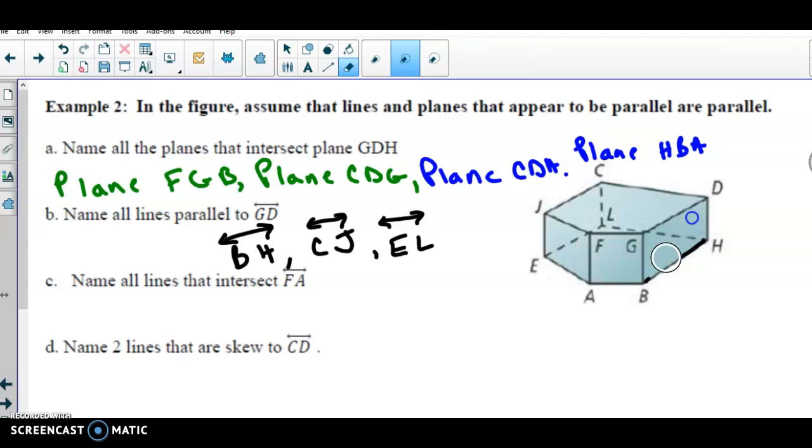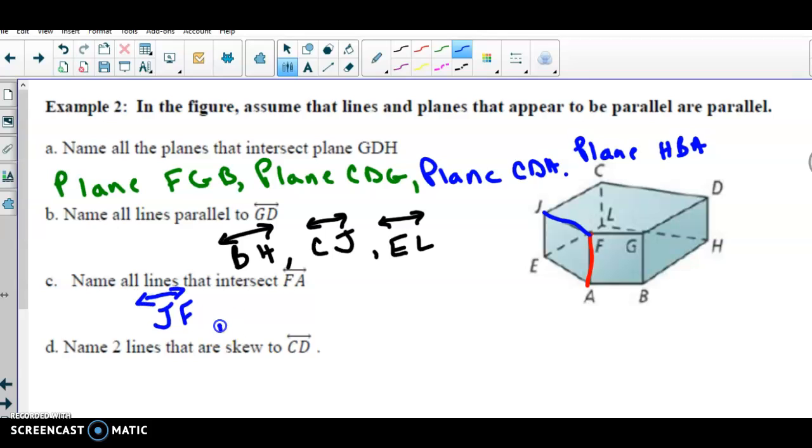Now we want all of the lines that intersect FA. Okay, here's FA. What things touch FA? Well, JF does. EA intersects it. AB and FG. Those will all intersect that one.